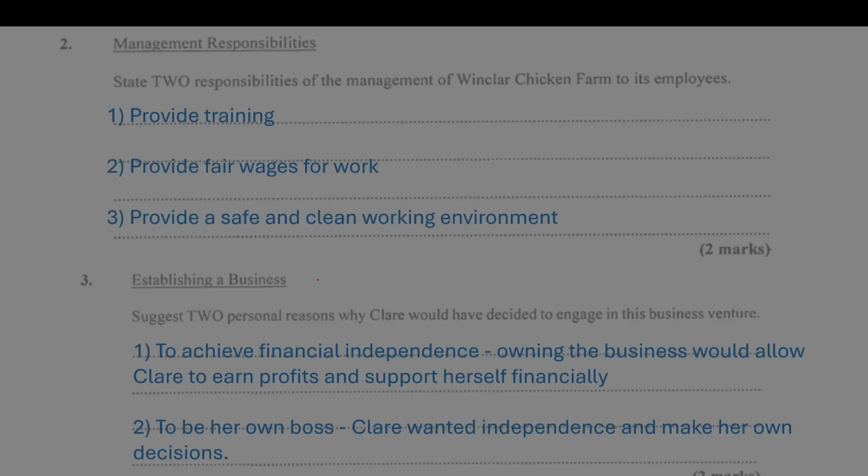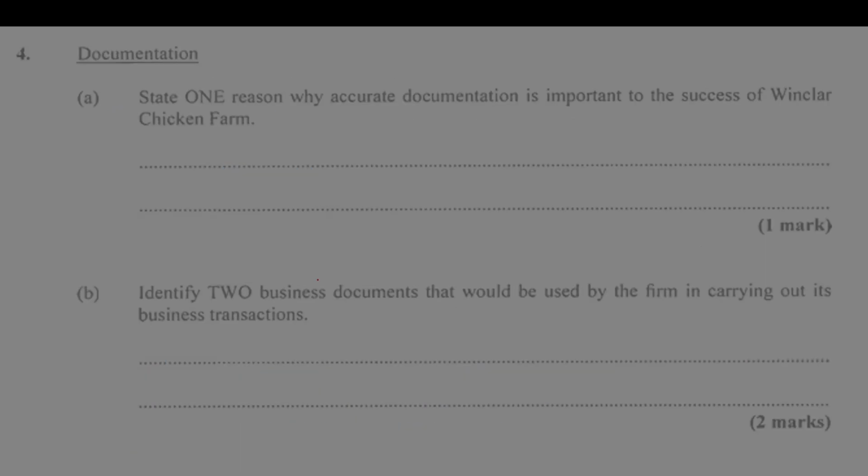So, owning the business would allow Claire to earn profits and support herself financially. Secondly, to be her own boss. Claire wanted independence and to make her own decisions. So these are the two personal reasons why Claire decided to enter into this business venture.